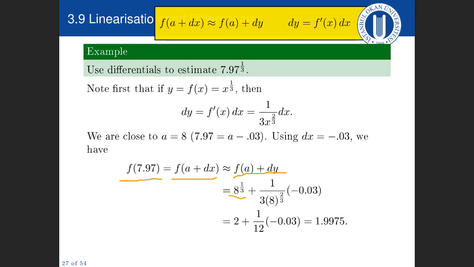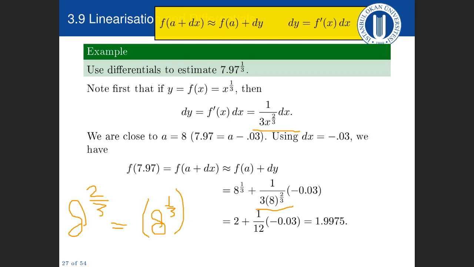f of a is easy. 8 to the power of a third is just 2. And what is dy? We know that as 1 over 3x to the power of 2 thirds dx. So 1 over 3 times 8 to the power of 2 thirds, multiplied by minus 0.03. What's 8 to the power of 2 over 3? Think about it like this. That's 8 to the power of a third, and then squared. But 8 to the power of a third, or cube root of 8, is just 2. So that's just 2 squared, or 4.